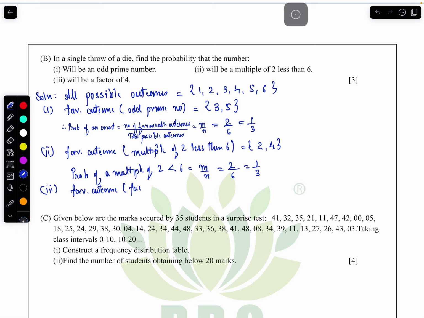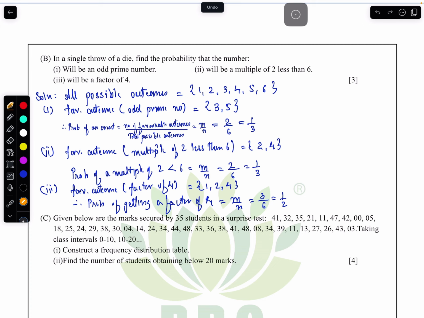Will be a factor of. So we are writing factor of 4. Factors of 4 are 1, 2, and 4 here. Which means, therefore, probability of getting a factor of 4 is m over n, which is the formula which we have indicated. So which is going to be 3 over 6, which is 1 over 2. So we have written all the answers here.